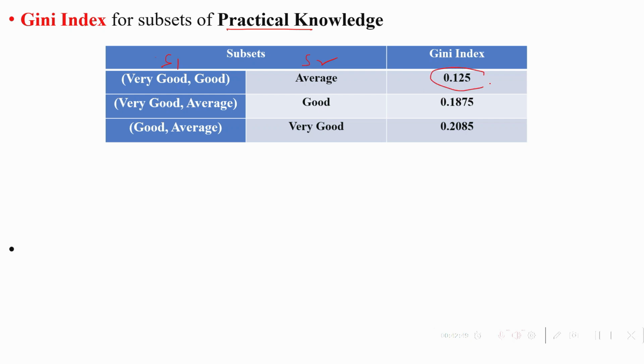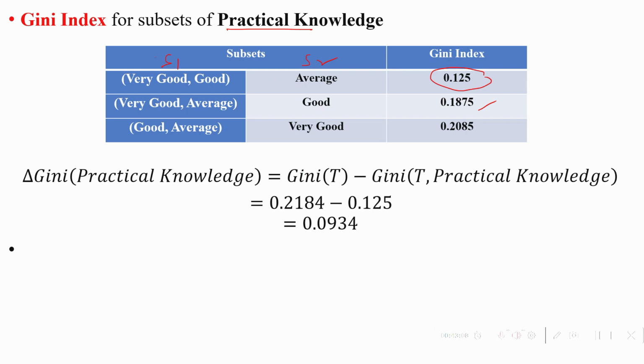For that the Gini index equals 0.125. For very good and average with the corresponding good, the Gini index equals 0.1875. Very good and average is one subset, and very good is the other subset. For that the Gini index equals 0.2085. Now among all these values, the lowest value equals 0.125, so the corresponding attribute is the best splitting attribute.